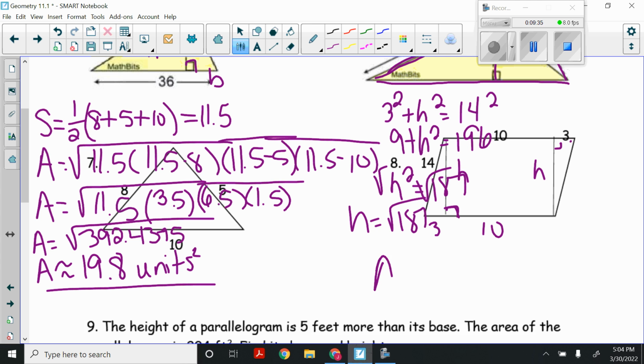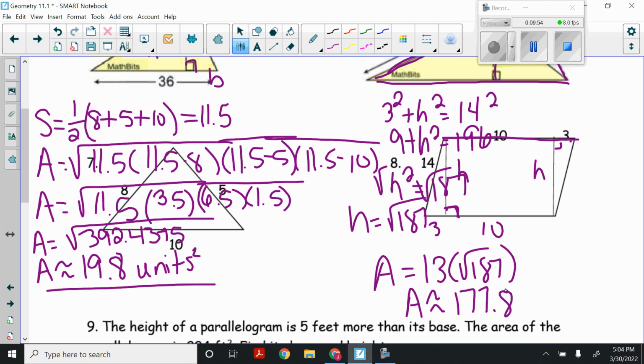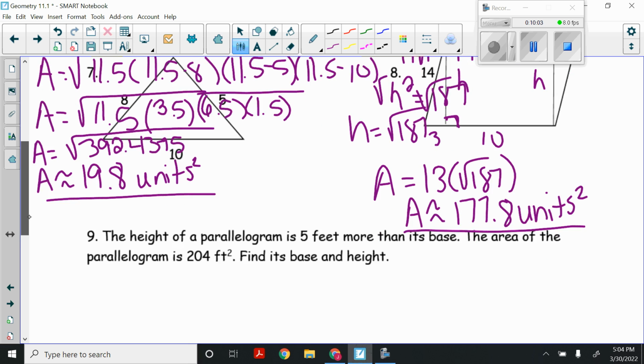So now the area of my parallelogram, the whole base is 10 plus 3, 13, times my height, which I just said was the square root of 187. Plug all of that in, and now I'm going to round and say my area is approximately 177.8, again, square units. Right, so now let's look at some word problems.